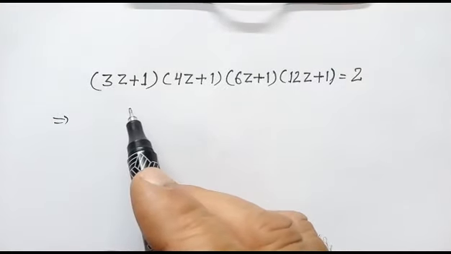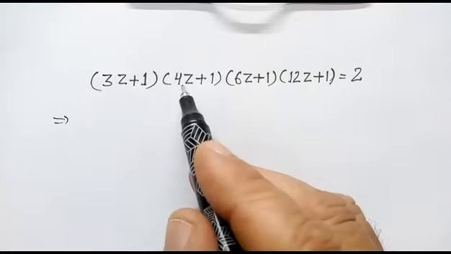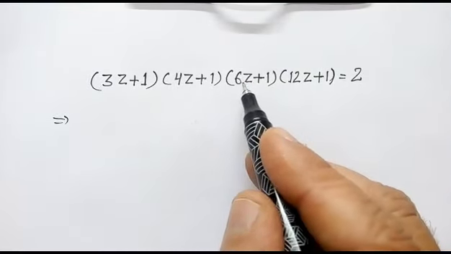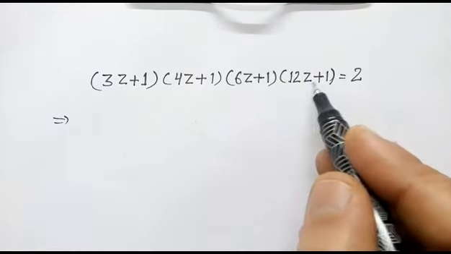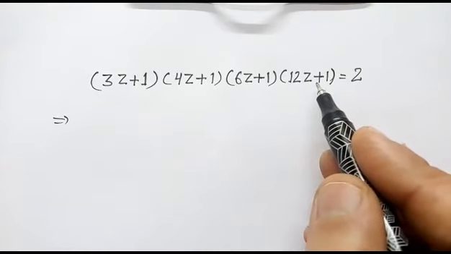Hi friends, we have a very nice problem. (3z + 1)(4z + 1)(6z + 1)(12z + 1) is equal to 2, right? We have to solve this problem.